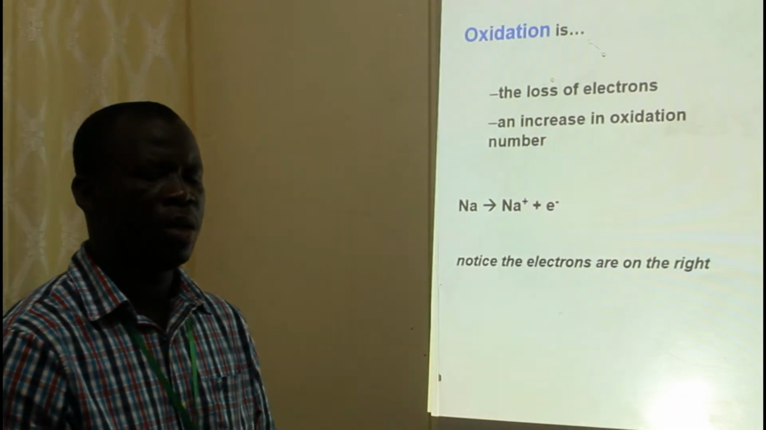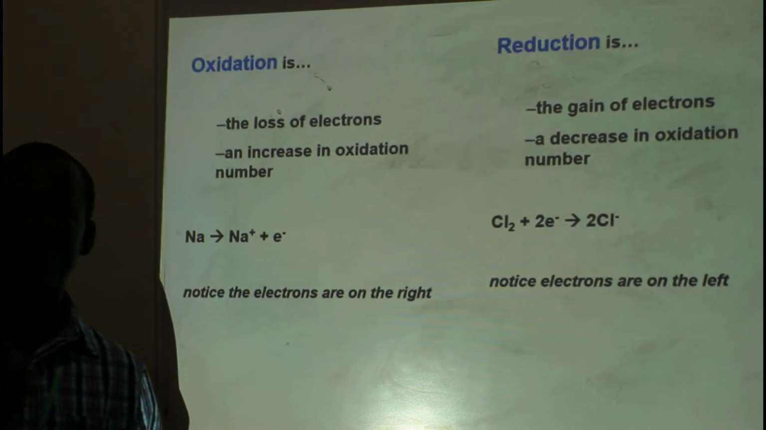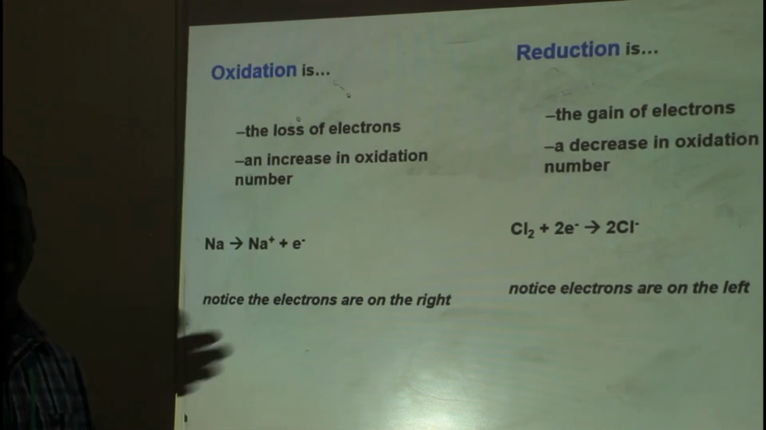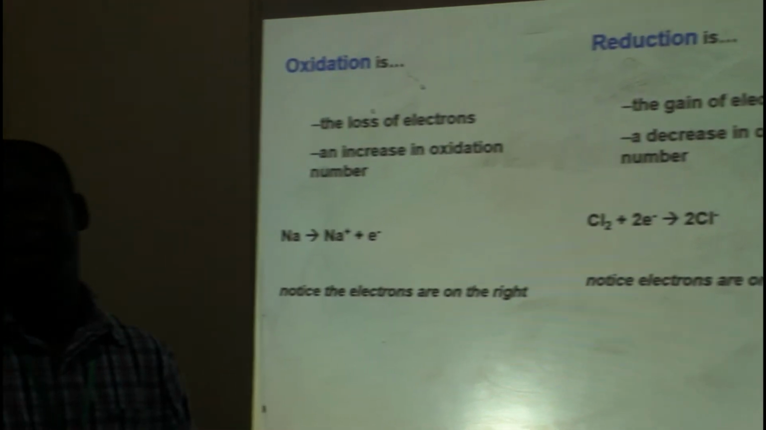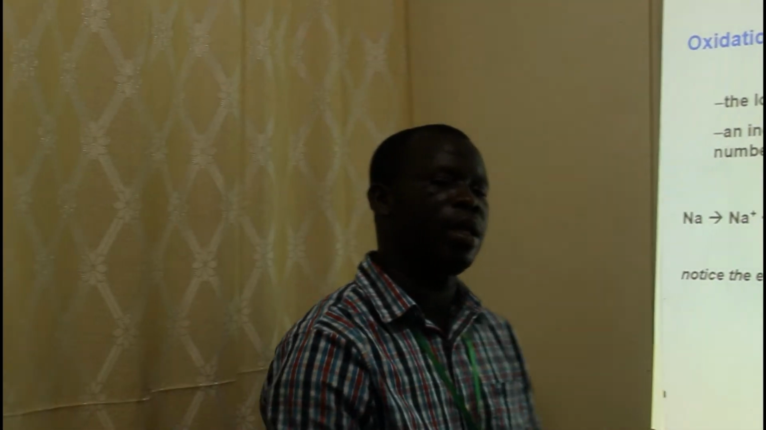Here, the chlorine gas molecule has gained 2 electrons. So we say this has been reduced. So this is what we call reduction. So in effect, you realize that if an atom loses an electron, you can see the electron at the product side. But if it is reduced, you see the electrons at the reactant side.